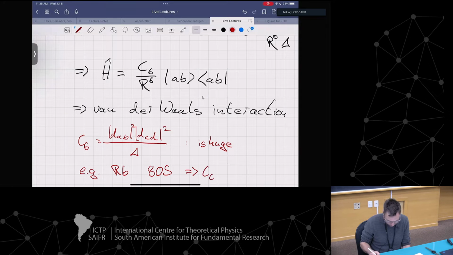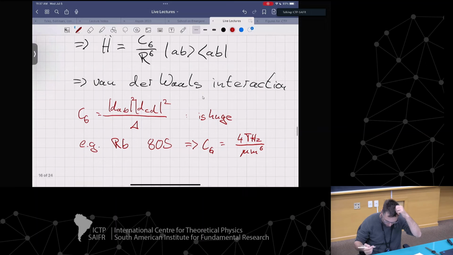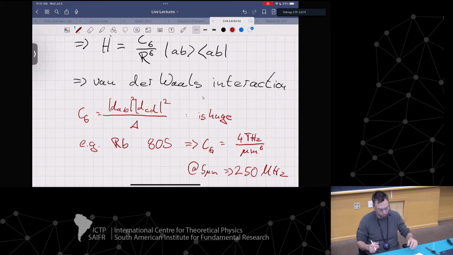Then the C6 coefficient would be 4 terahertz per micrometer to the 6th power. So if we had the atoms sitting 1 micrometer away from each other, then I get an energy shift of 4 terahertz of this double Rydberg state. That's huge. Even if 1 micrometer might be tough, because it's such a big coefficient, even if I go out to maybe 5 micrometers, I still get an energy shift of 250 megahertz. So this is really big.